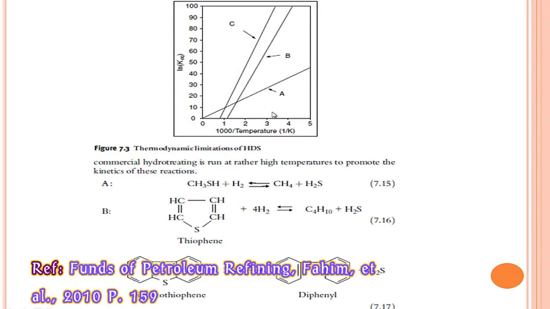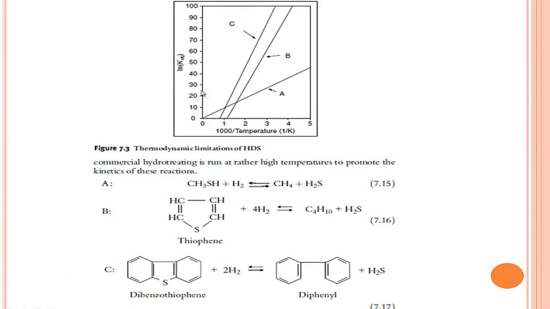All reactions shown here are hydrotreating processes. So when the temperature increases, the x-axis is the reciprocal of temperature times 1000, which increases in this direction, moving to the left-hand side will give a lower value of the big K, the equilibrium constant.